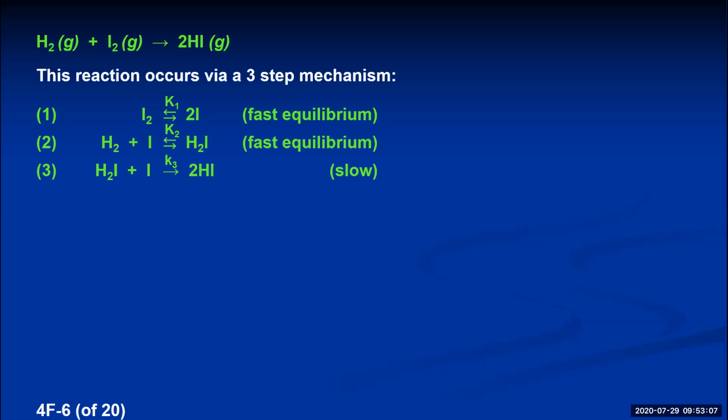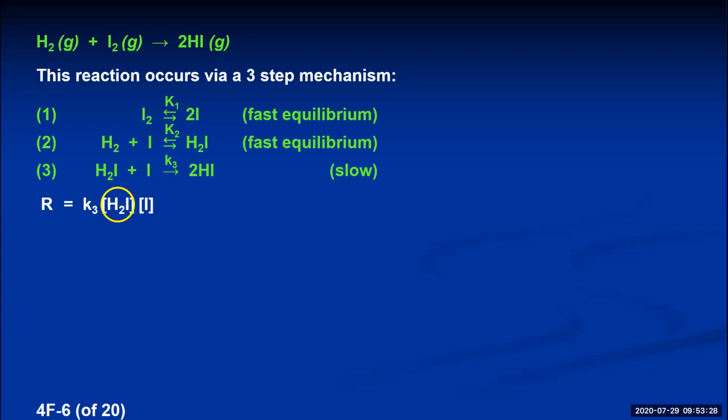That would be the concentration of H2I to the first, multiplied by the concentration of I to the first. This is our rate law, the K3, because the constant came from the third step. Now, both of these substances, H2I and I, do not appear in the overall reaction at the top of the slide. We have to substitute them out, so let's do it one at a time.